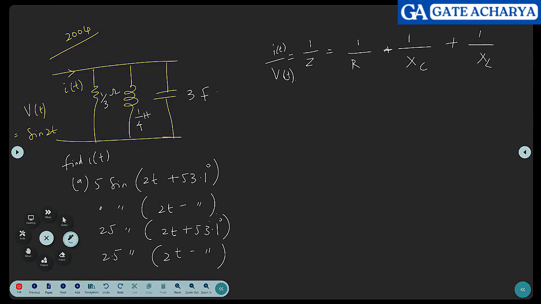What is the complex number you are getting? Sir? 3 plus 4j. Excellent. 3 plus 4j. Now, what is the magnitude of it? What is the phase? Well done. So, what option will you choose? Very good. Option A is correct.